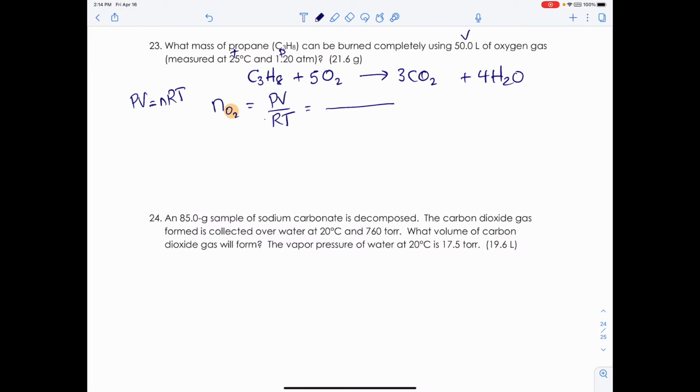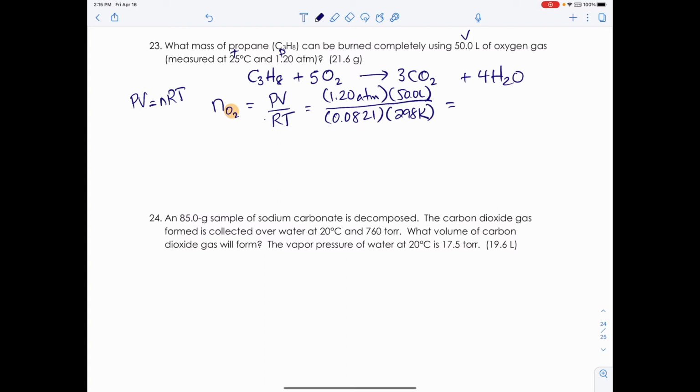So our pressure is 1.20 atmospheres, and I can use atmospheres in the ideal gas law. That's okay. The volume was 50 liters. The value for R, the ideal gas constant, if I'm using atmospheres, R is 0.0821. And the temperature has to be in Kelvin, so 25 degrees, I just add 273, and I'll get 298 Kelvin.